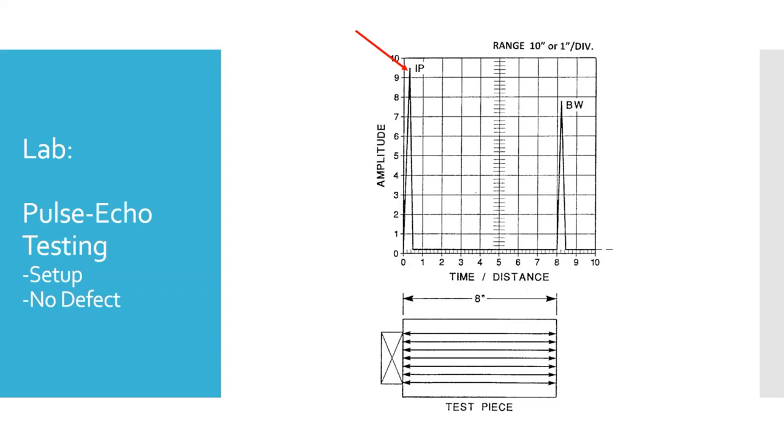And then we need to know how thick our test block is, and then we can adjust our velocity of sound to get our backwall echo to line up with that distance. Okay. There's that backwall echo.